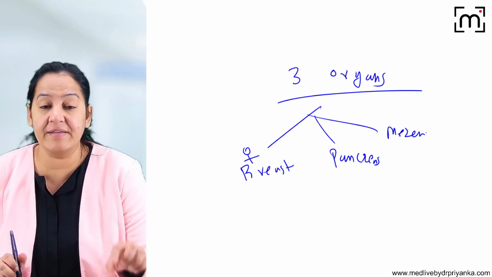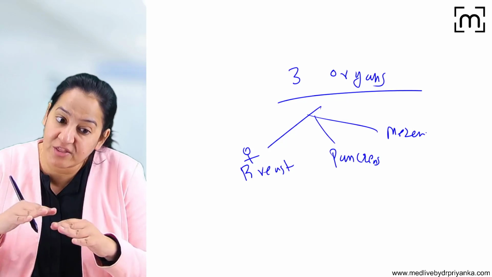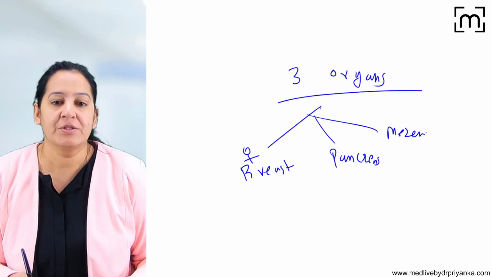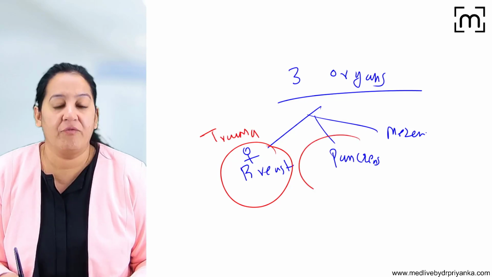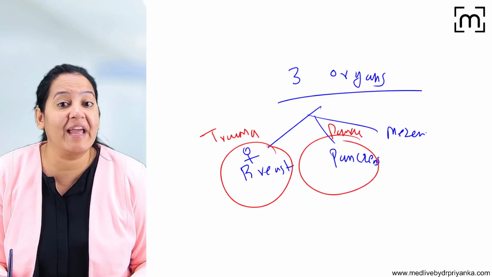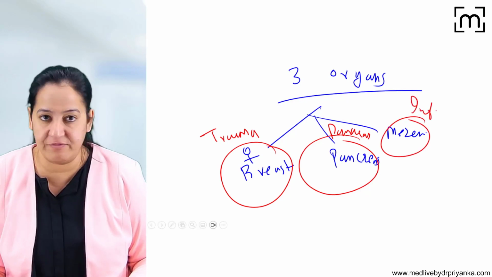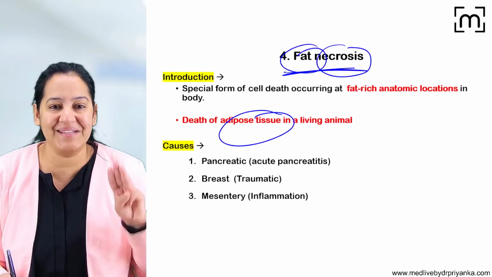So whenever there is trauma or inflammation in any of these three organs, it leads to death of the adipose tissue, death of the fat cell, and that leads to fat necrosis. For example, if there is trauma in the female breast in an accident, or there is pancreatitis, inflammation of the pancreas, or there is inflammation of the mesentery or omentum, that will lead to fat necrosis. So these are the three causes.